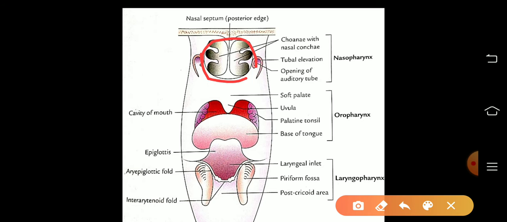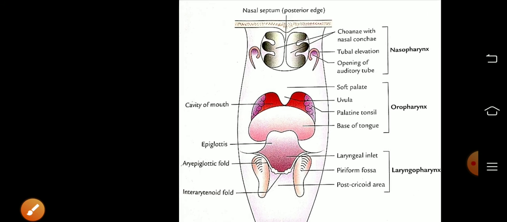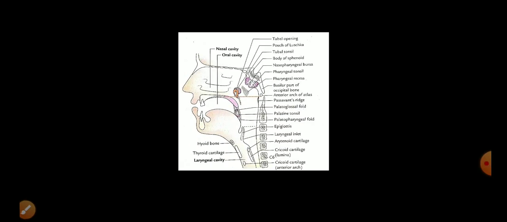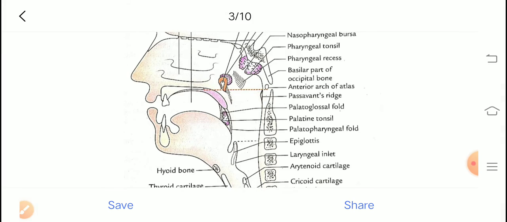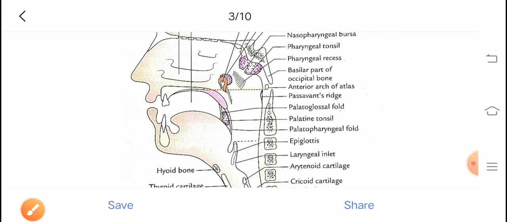So the posterior wall is actually formed by the C1 vertebra, the anterior arch of the C1 vertebra. So this is the anterior arch of the C1 vertebra. This is the posterior wall boundary.